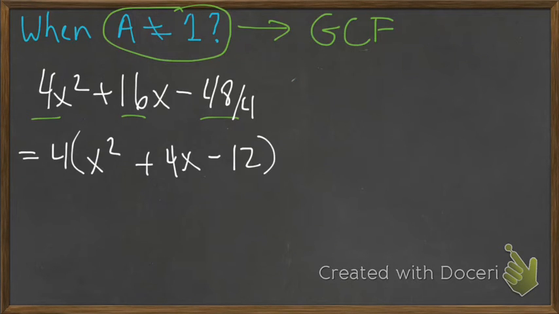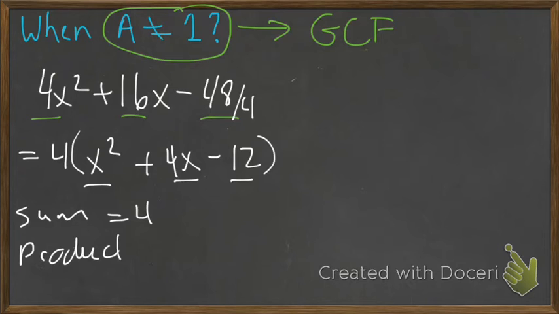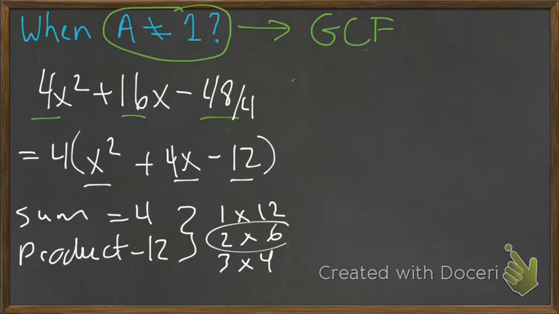Okay, so x squared, 4x, negative 12. Sum, 4, product, negative 12. So what two values will work here? 1 multiplied by 12, 2 multiplied by 6, 3 multiplied by 4. I think it's going to be 2 and 6. Let's try it out.